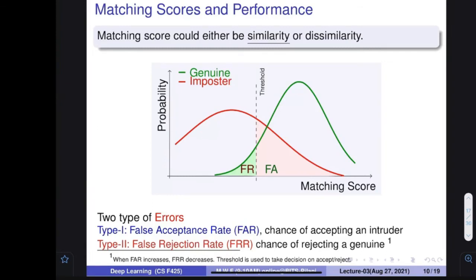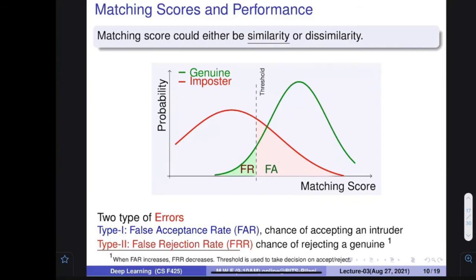So two kinds of errors can happen when we develop a system: false accept and false reject. False accept is called type 1 error and false reject is called type 2 error. If I ask you what type 1 and type 2 are, would you be able to tell? Type 1 is false accept and type 2 is false reject error.